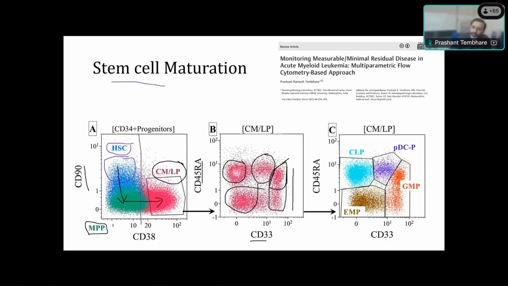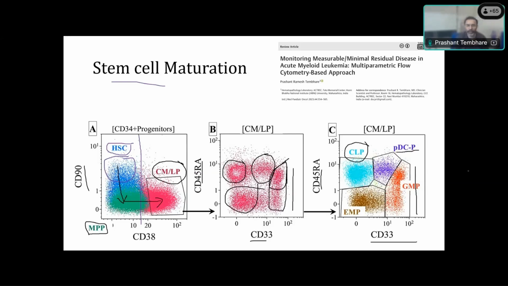Now, what are these five clusters? The cluster which is 45RA positive and 33 negative is the common lymphoid precursor. The cluster which is negative for both 45RA and 33 is the erythroid megakaryocytic progenitor. The cluster which is 45RA positive but 33 weak is called the plasmacytoid dendritic cell precursor. And the cells which are positive for 33 but 45RA is variable, these are granulocytic monocytic precursors.